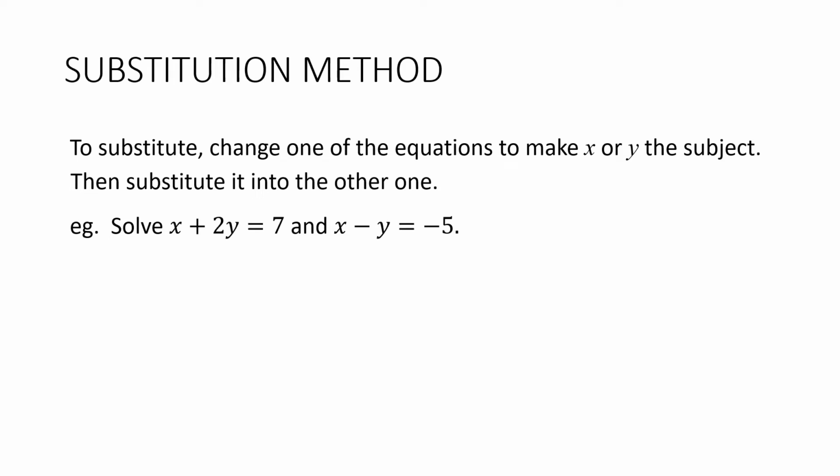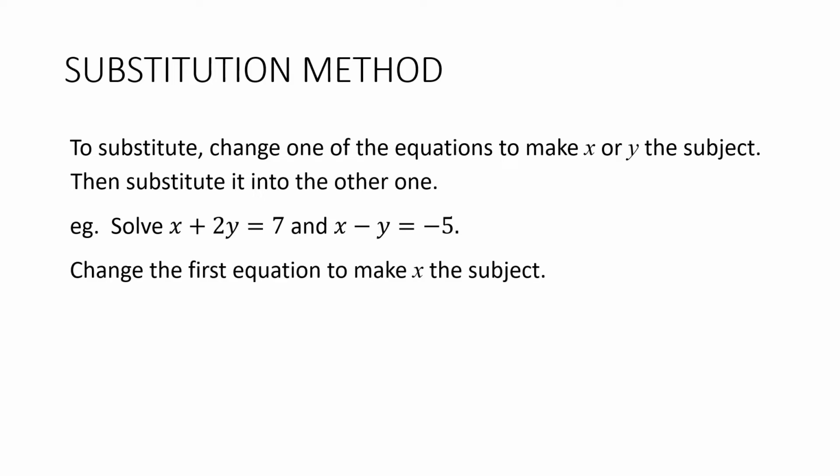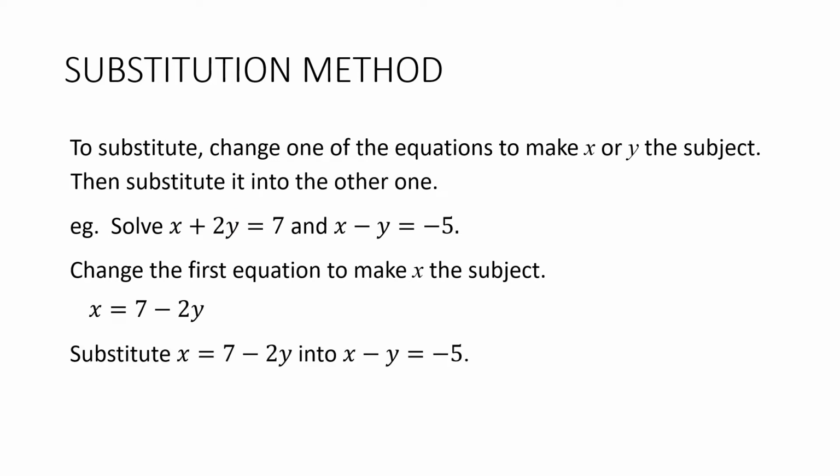Now there's numerous ways to do this. I could make x the subject here. I could make y the subject here. I could make x the subject here or y the subject here. I'm just going to go with the first one. Change the first equation to make x the subject. Now we just learnt this last lesson. Do you remember? So this positive 2y, or plus 2y, is coming over as a negative. So x is equal to 7, take away 2y. Now all I do is substitute that 7 minus 2y into where x is.